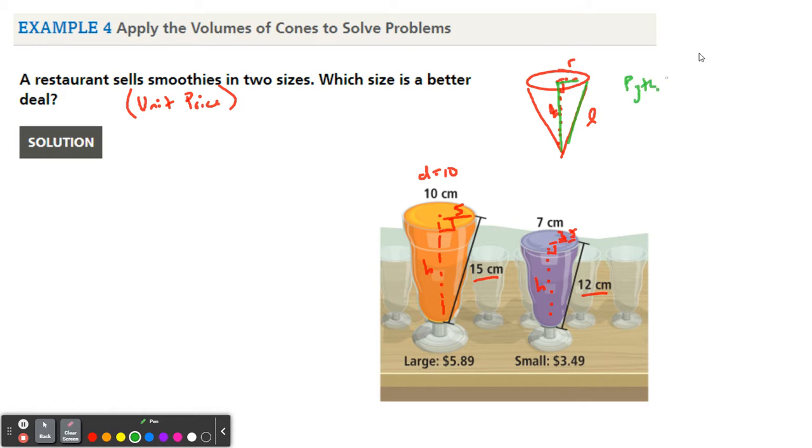So this is just going to be a Pythagorean Theorem question. All right, so we got a lot of work to do because we have to do it twice. All right, so let's come back over here. So let's handle the large smoothie first. So this is the large.